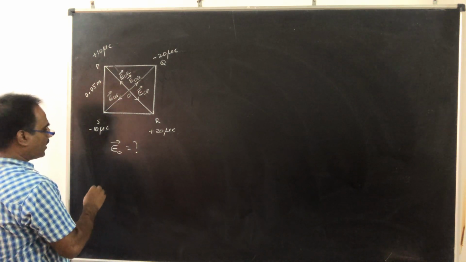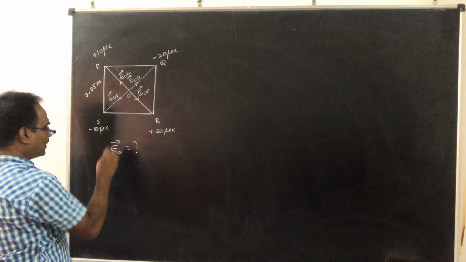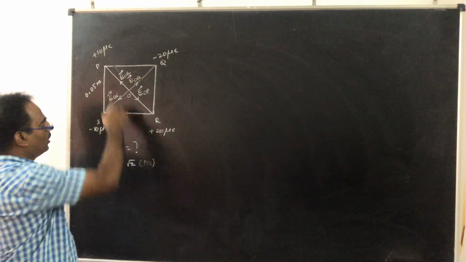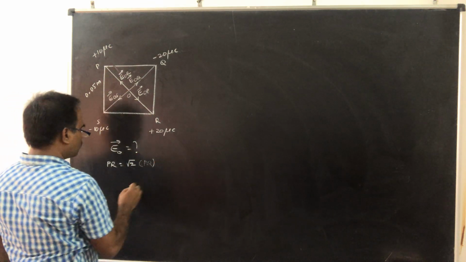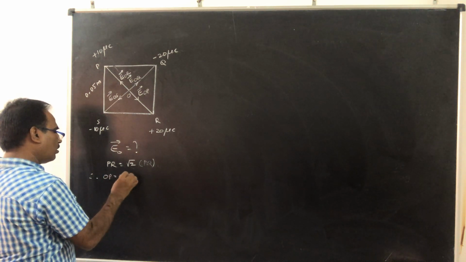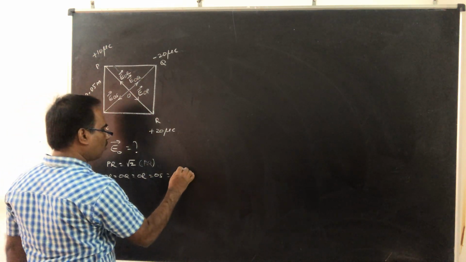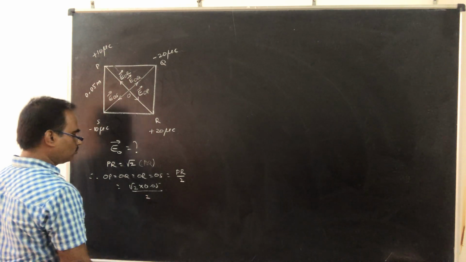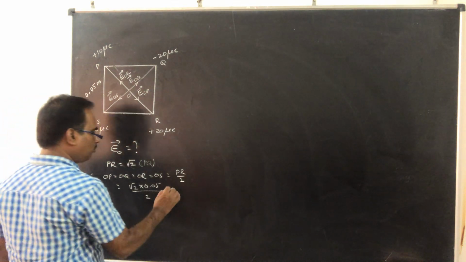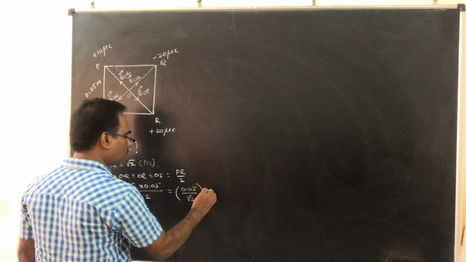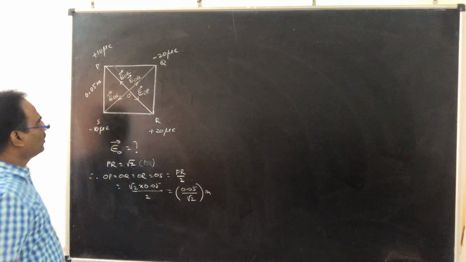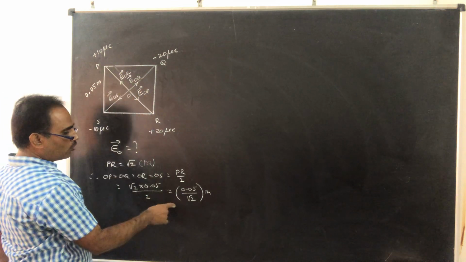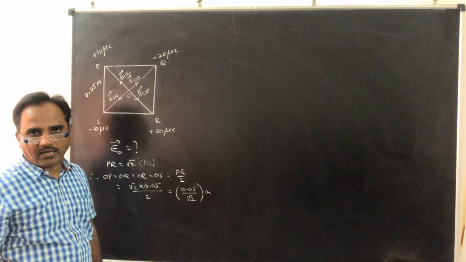So in the previous class, I told you that in any square, the length of the diagonal PR is root 2 times the side, that is PQ. So therefore, this OP, OQ, OR, OS becomes equal to diagonal divided by 2. That means root 2 into 0.05 divided by 2. This 2 can be written as root 2 into root 2. So one root 2 will cancel. So you will be left with 0.05 divided by root 2 meter. So you just remember that in any square, length of the diagonal is root 2 times the side. Half the length of the diagonal is 1 by root 2 times the side. So if you remember that much, you need not do this calculation again and again.